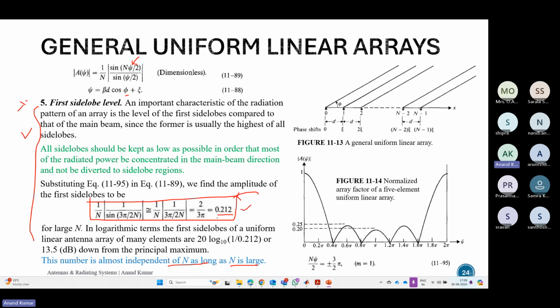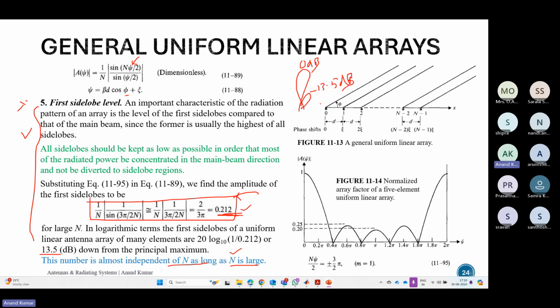that we end up with this particular value. So this side lobe level value remains the same as long as n is very large, and this is 0.212, or 13.5 dB down from the principal maxima. So if the principal maxima is at 0 dB, the first side lobe will be at minus 13.5 dB.